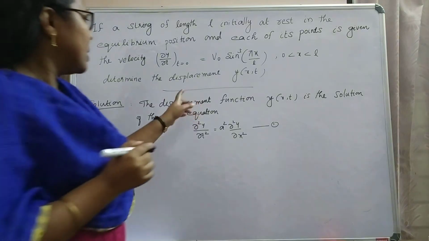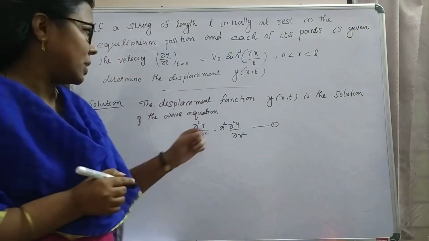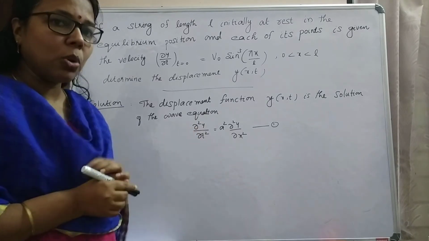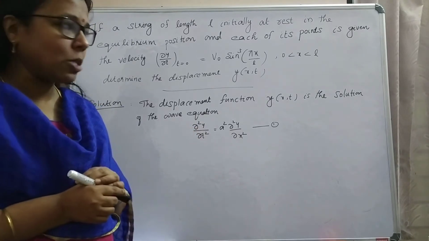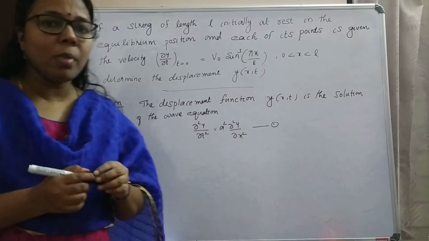First write the displacement function y of x comma t is the solution of the wave equation ∂²y/∂t² = a² ∂²y/∂x². Put it as equation number 1. Now we have to write the four boundary conditions.